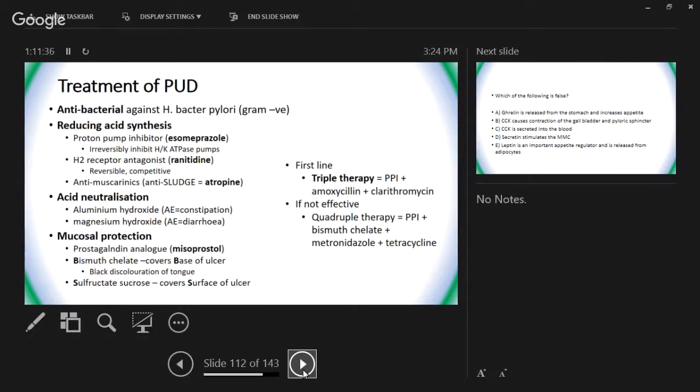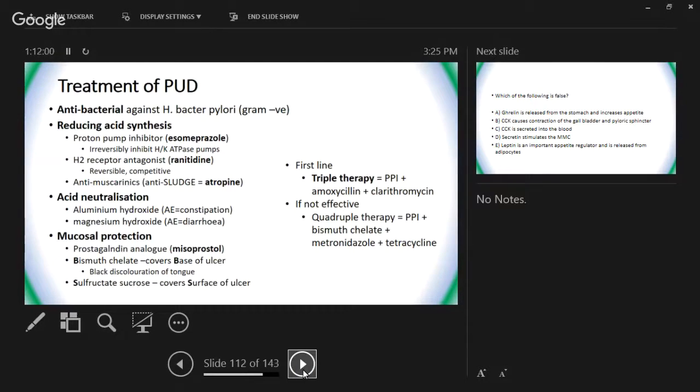And they've got opposite side effects, which is kind of cool. So what you do is you use them together. One causes constipation and one causes diarrhea, so they balance each other out. Aluminium hydroxide causes constipation, and magnesium hydroxide causes diarrhea.